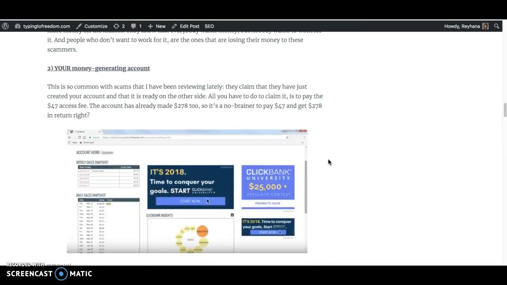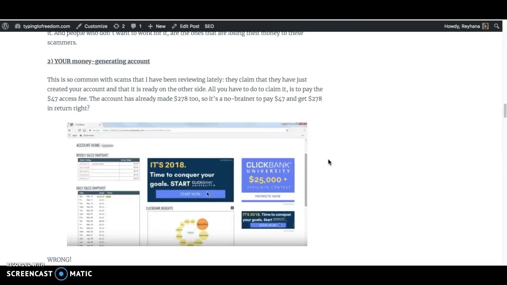The next point that I want to make is about the money generating account that he creates for you. So at the end of the video, he tells you that this account of yours has made you $278, and that in order to claim this, you have to pay a $47 fee in order to get access to the system and to claim this. But as you can see here, this is a screenshot of the account, and it's a ClickBank account.